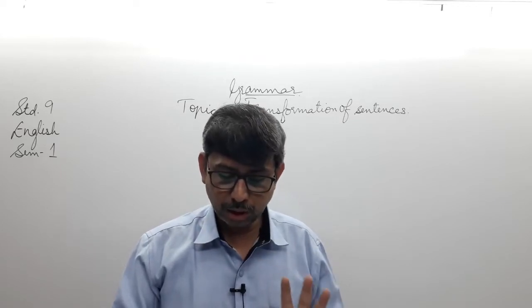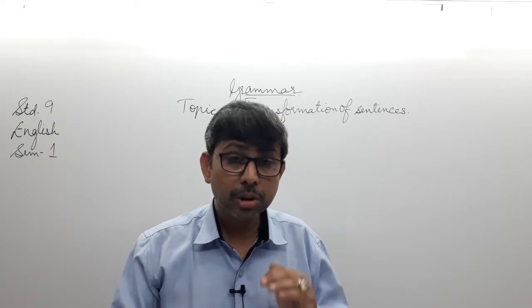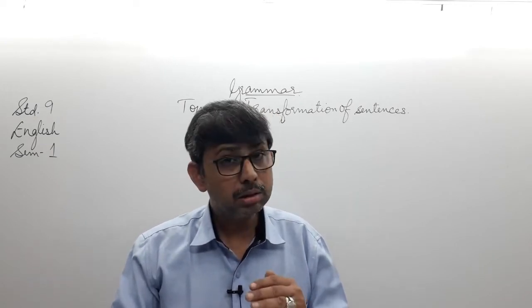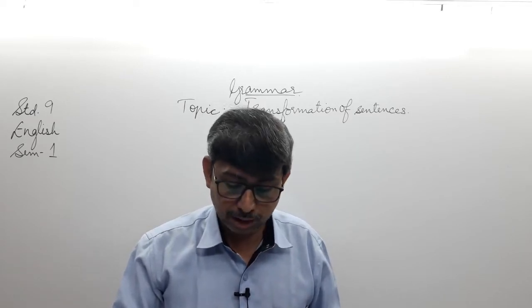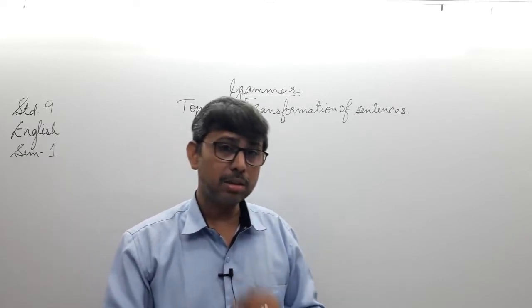In the last lecture, we covered five subtopics. The fifth one was about exclamatory sentences, changing a given sentence into an exclamatory sentence. So today we'll start with the sixth one, that is the negative sentence. So let's get started and write about the negative sentence. You can note down the sentence and practice along with me.